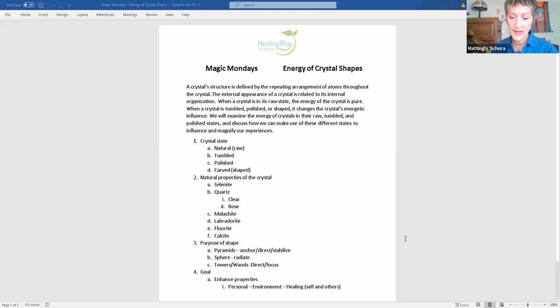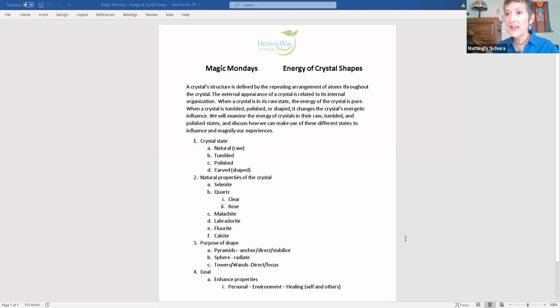We're going to examine today the energy of the crystals in these states, and then we're going to discuss the different states and the influence and how it can magnify your experience or not. So the 4 states that we're going to talk about are the natural or raw state, tumbled, polished, and those are close but very different. And then there's the carved or shaped.